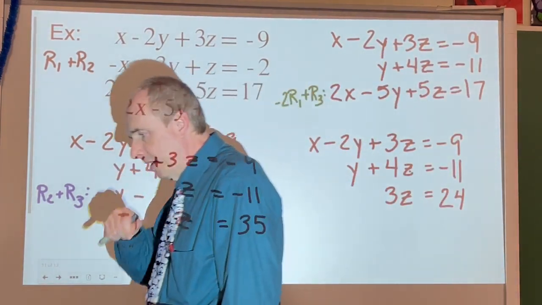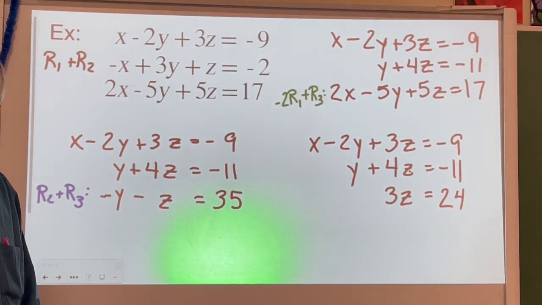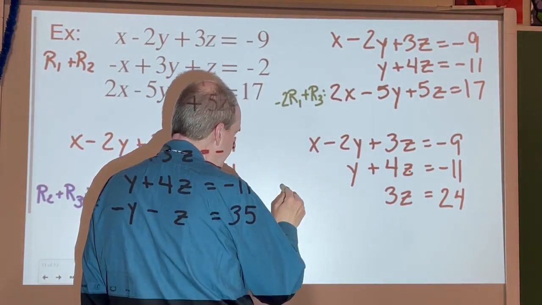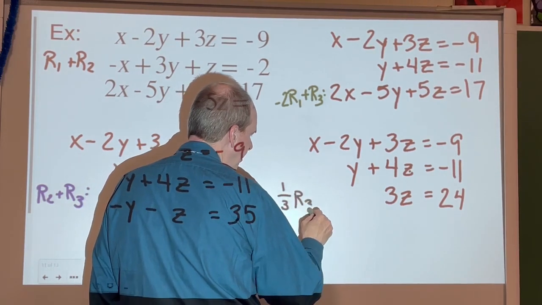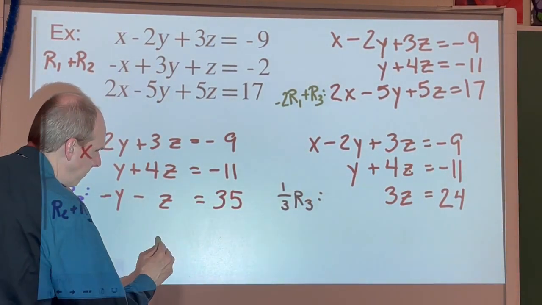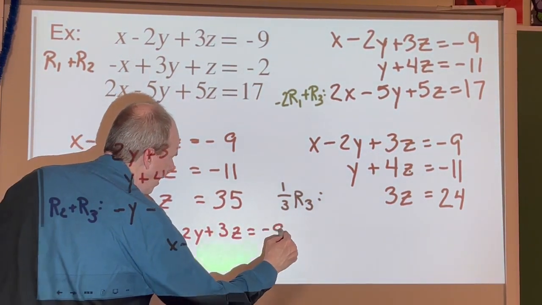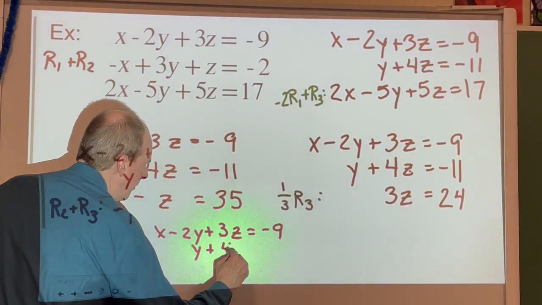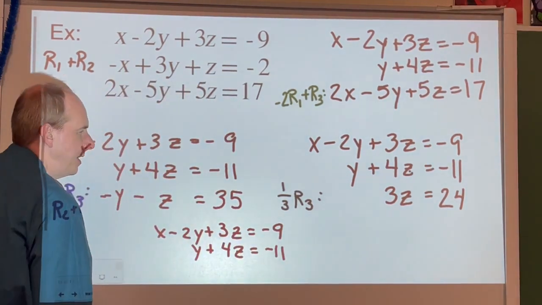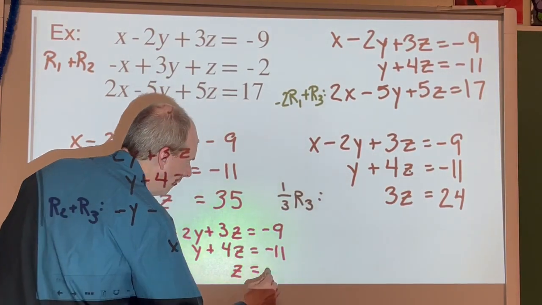We almost have it. We need to get z, not 3z. So we are allowed to multiply by a non-zero constant. What could we multiply 3 by to get rid of it? Yeah, 1/3. Right? So 1/3 row 3 will give us our set of equations. First row stays the same. X minus 2y plus 3z equals -9. Y plus 4z equals -11. 1/3 times 3z would be z. 1/3 times 24 would be 8.